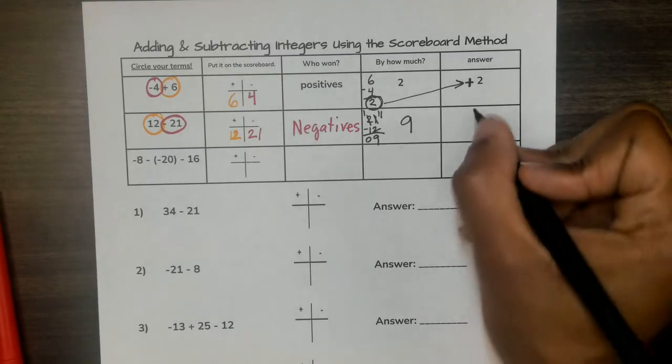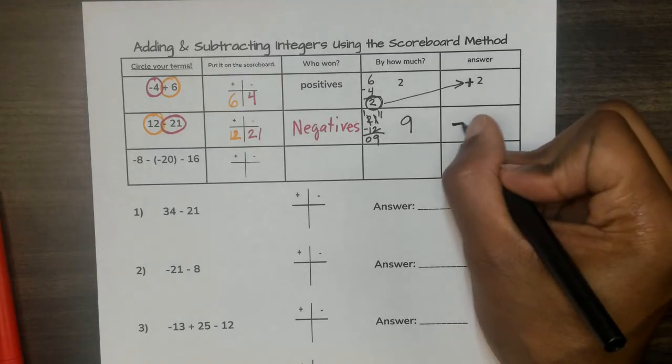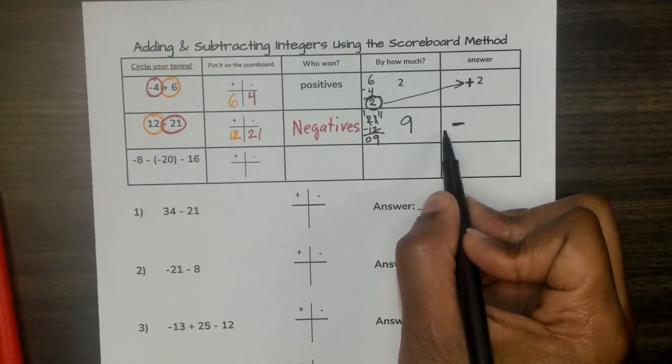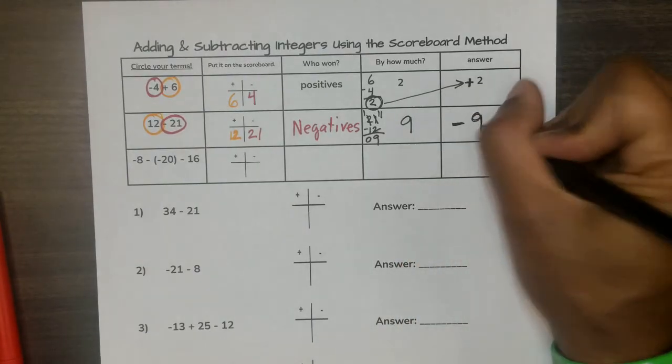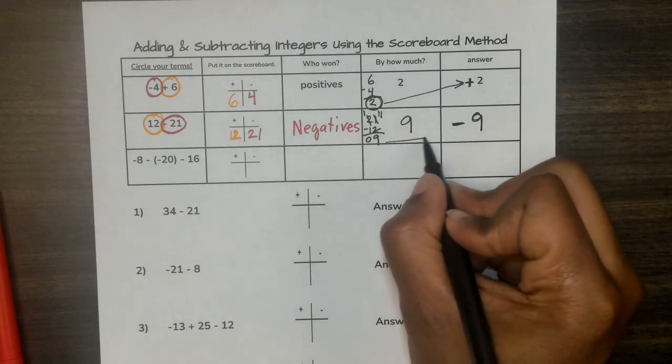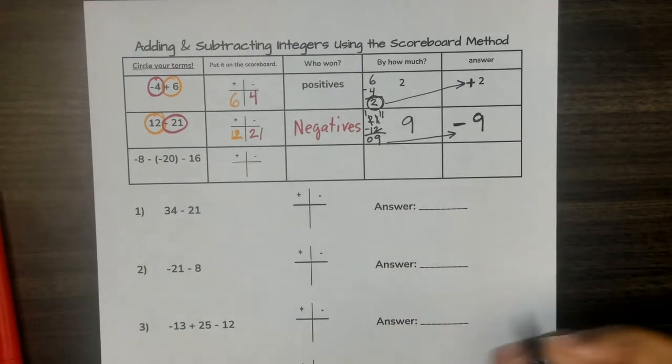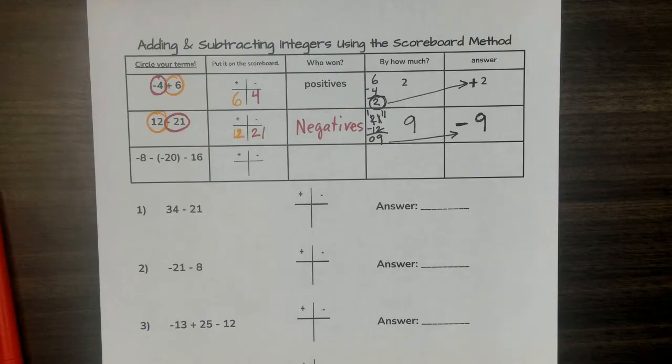So again, what team won? Negative team. Whatever team won, that's the sign that we put. How many points did they win by? They won by 9 points. So our answer here is negative 9. The negative team won by 9 points.